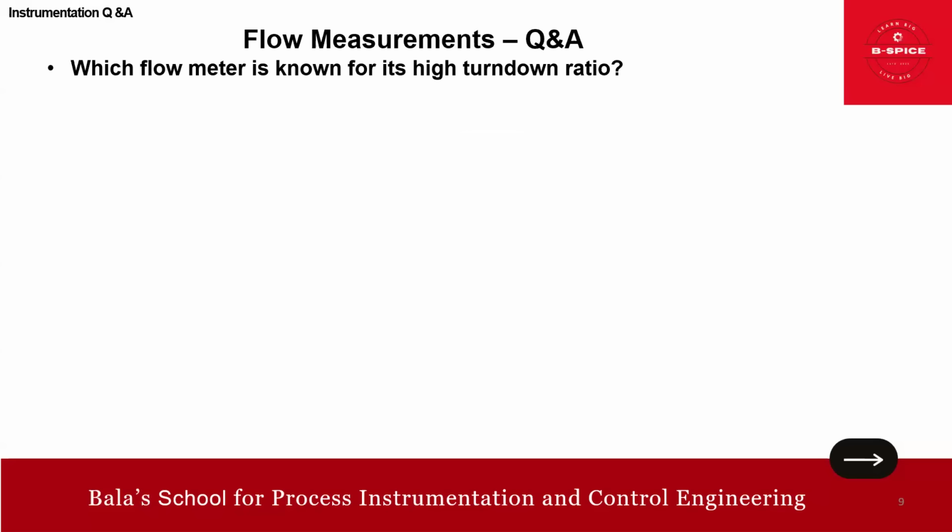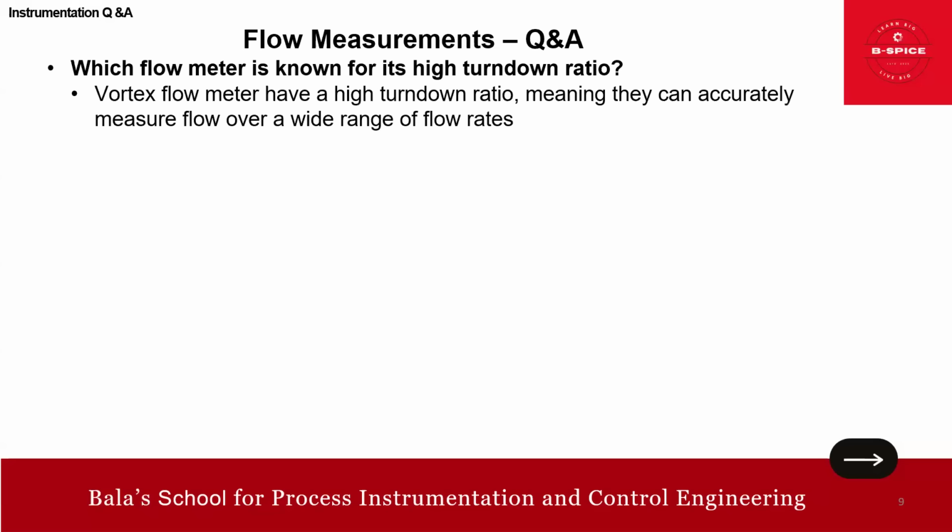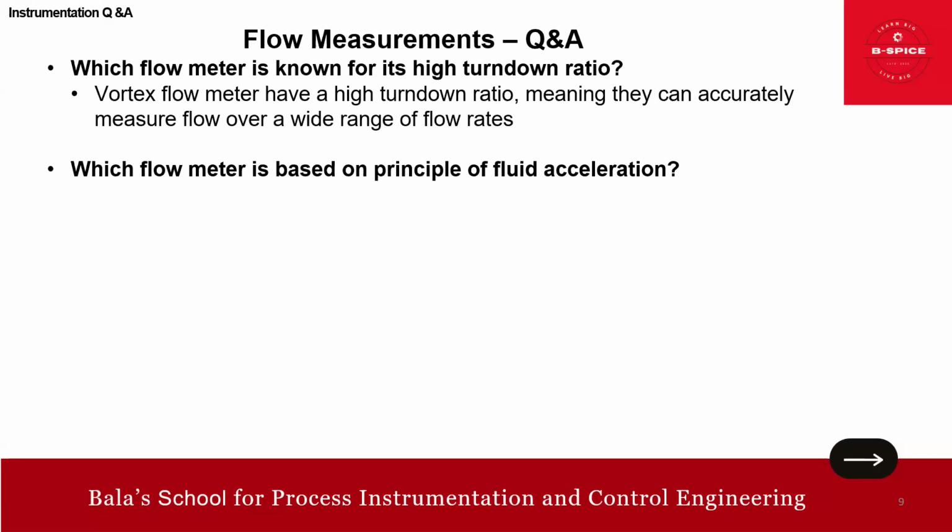Which flow meter is known for its high turn-down ratio? Yes, vortex meters have a very high turn-down ratio, meaning they can accurately measure flow over a wide range of flow rates. Vortex, just keep it in mind. Which flow meter is based on the principle of fluid acceleration? It's actually a tricky question.